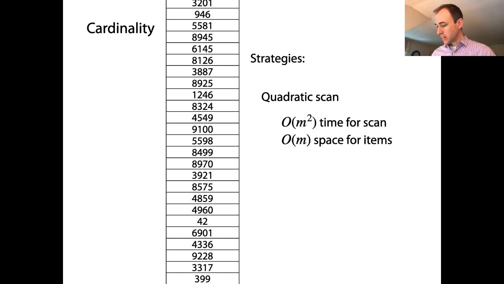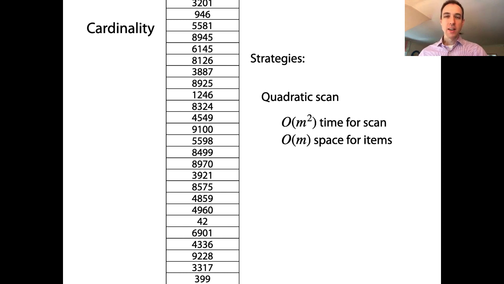Okay, so we need big O of m squared time for that scan, and we need big O of m space to store the items so that we can conduct the scan. Okay, so that's one idea. Quadratic scan is one idea.